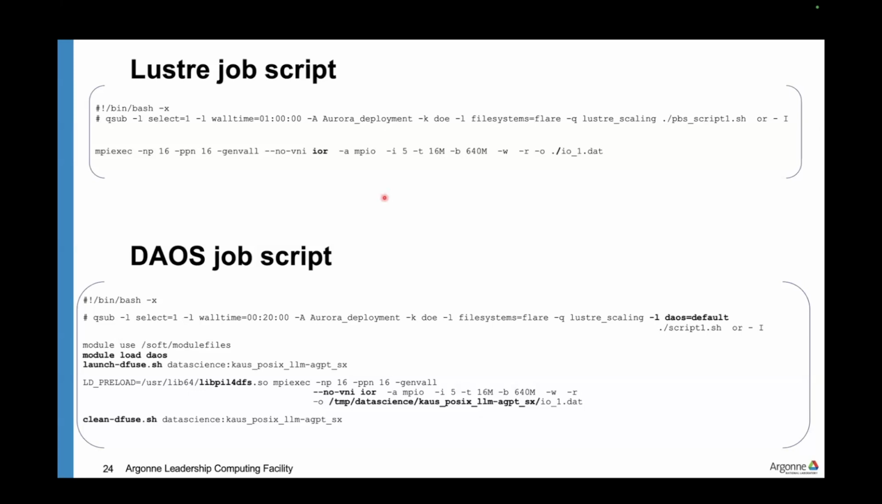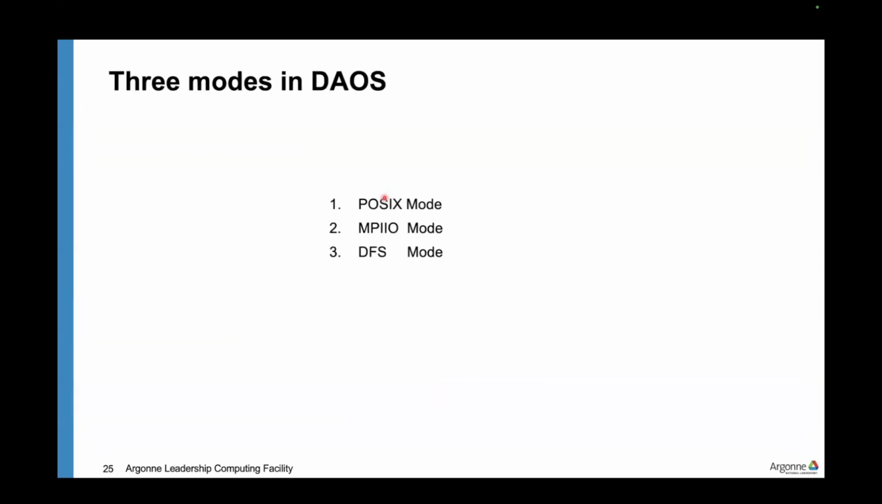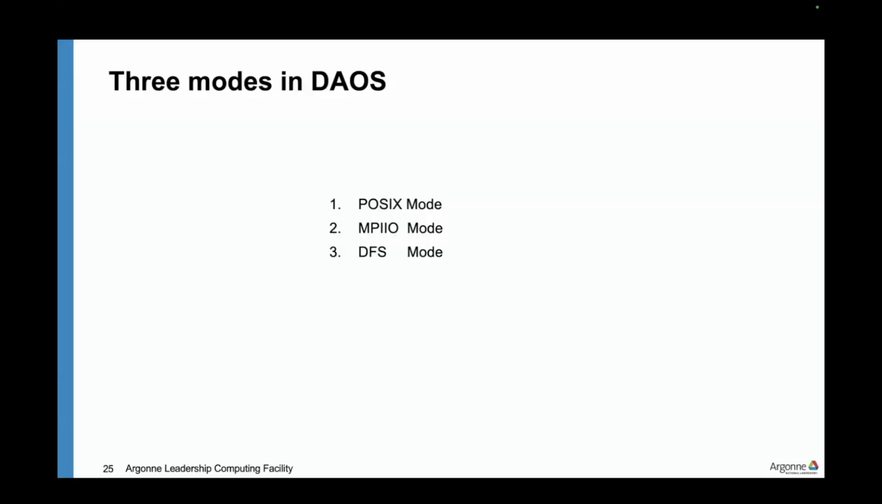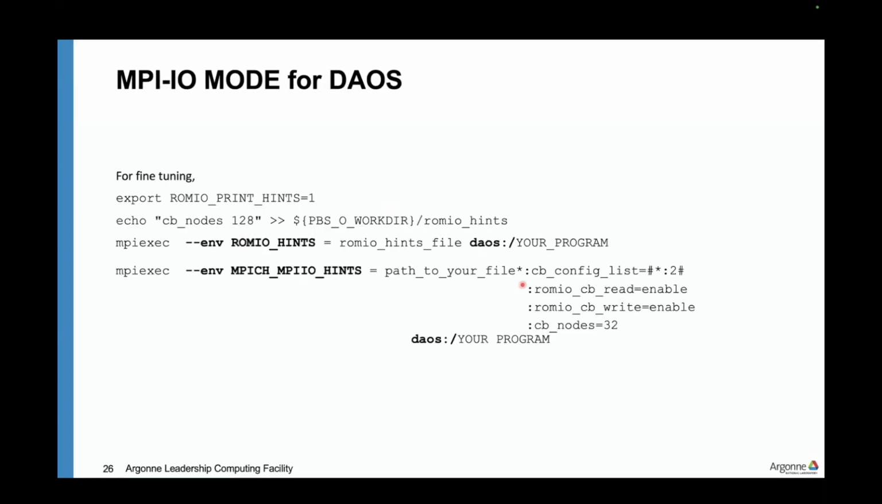So this is the difference when you do a qsub as well as when you do an mpiexec. And as I mentioned before, there are three modes: POSIX mode, MPIO mode, and DFS mode. I showed you the POSIX mode, which is basically this location, the pool name, and so this is how you do the POSIX mode. In MPIO mode, the difference is you would add the daos:// prefix, and there are optimizations that you can do, which Paul will cover on the MPIO mode.